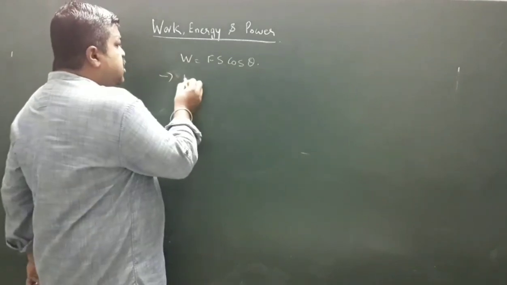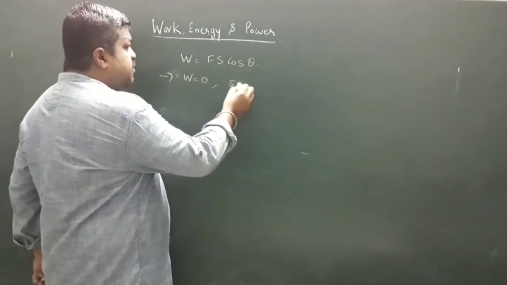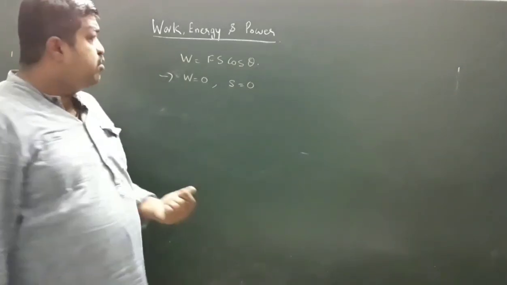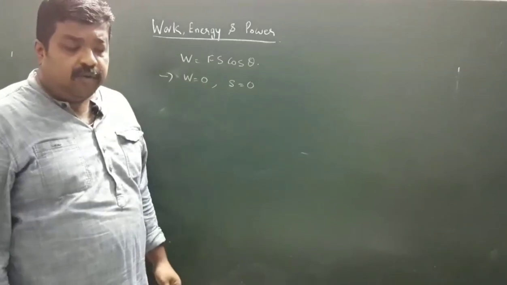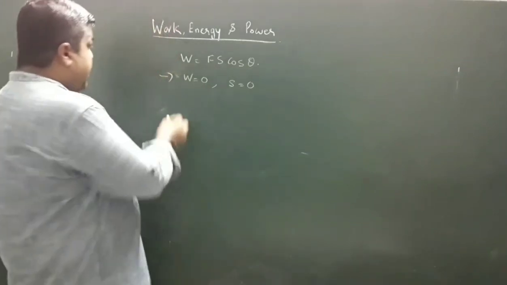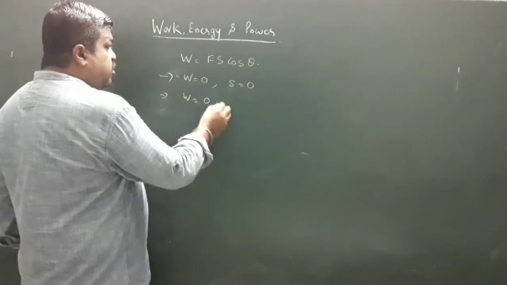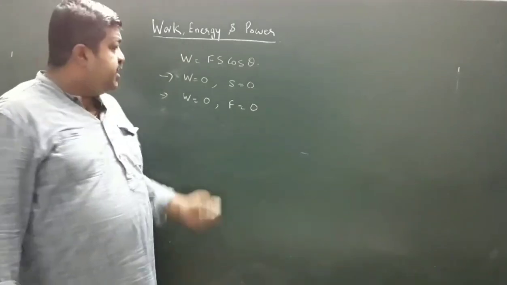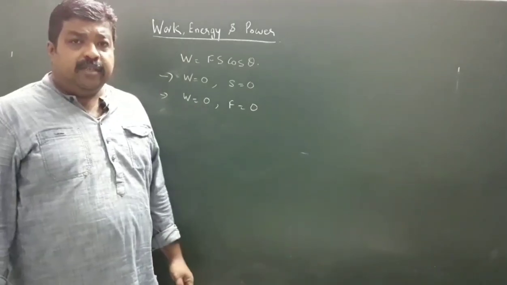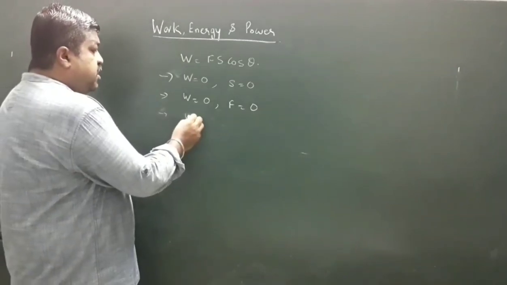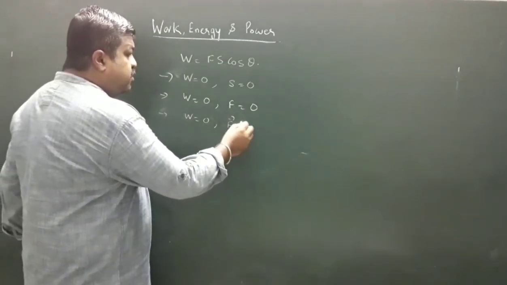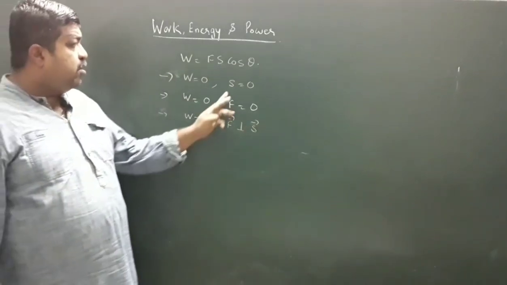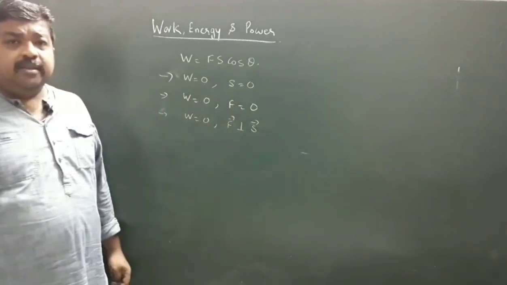So now work done will be 0 if there is no displacement. If there is an action of force on the object but there is no displacement, then work done will be 0. Work done will also be 0 if there is no force acting on the object. In that case also work done will be 0. Work done will also be 0 if force and displacement are perpendicular. So for all these cases work done will be 0.